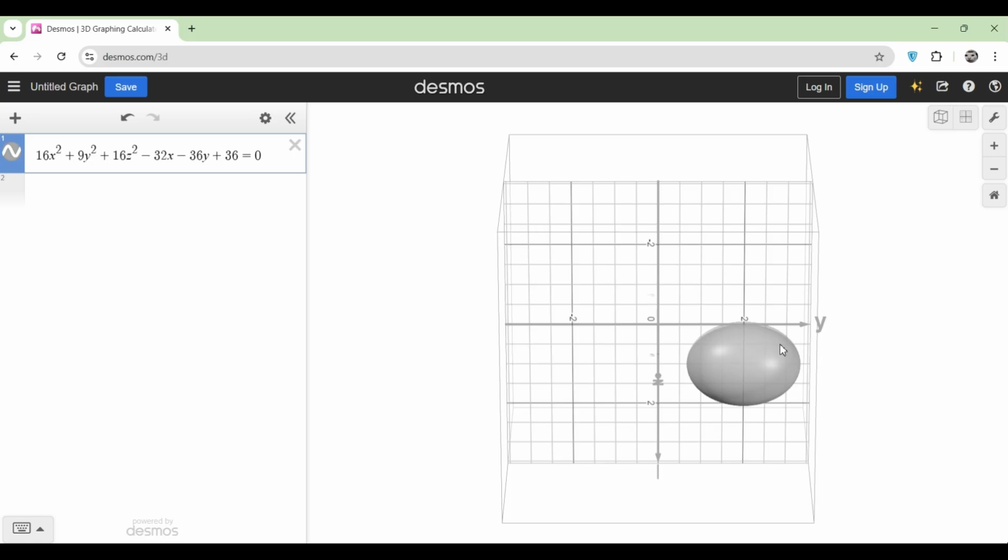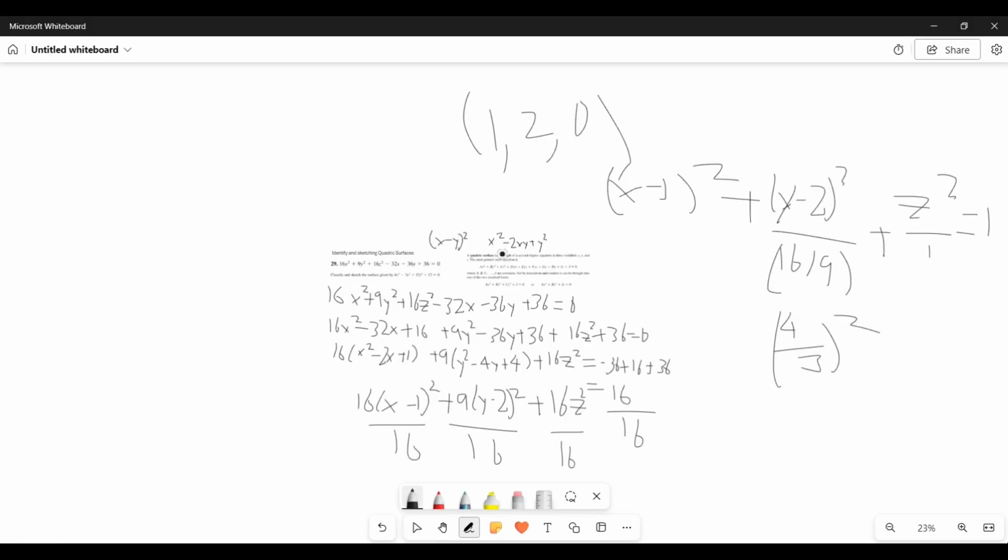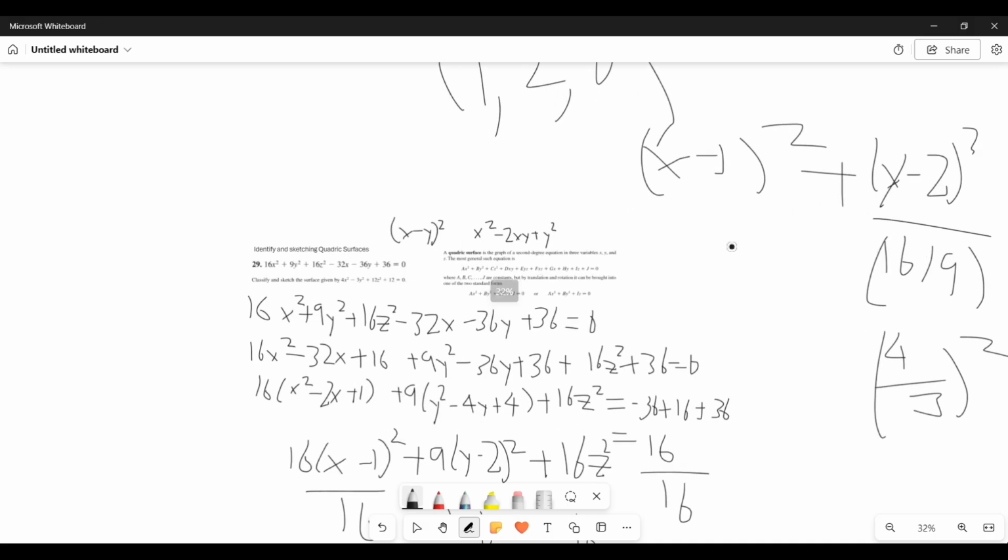So that is basically how we identify and sketch graphs of quadric surfaces. Okay, that's it.